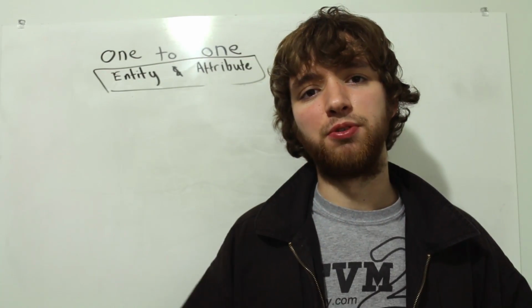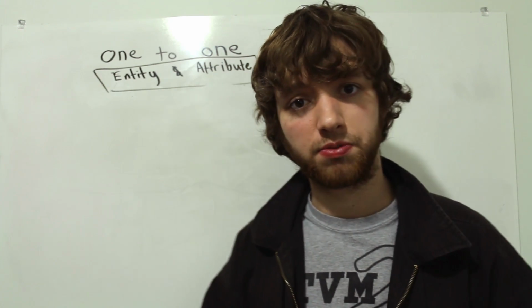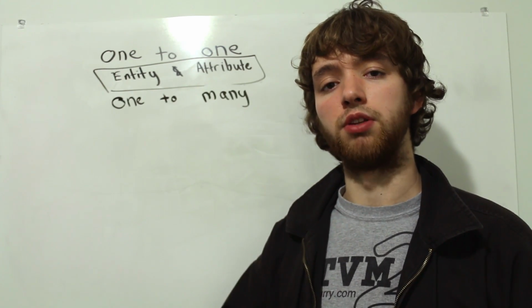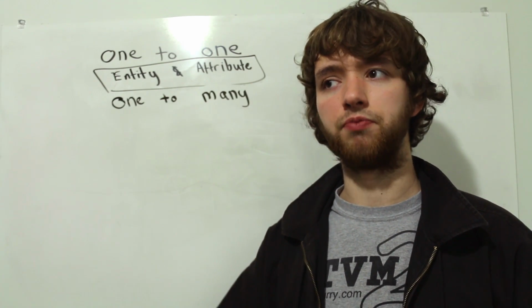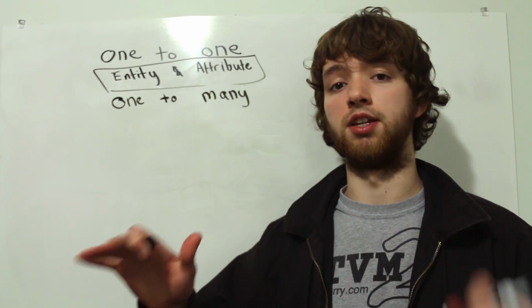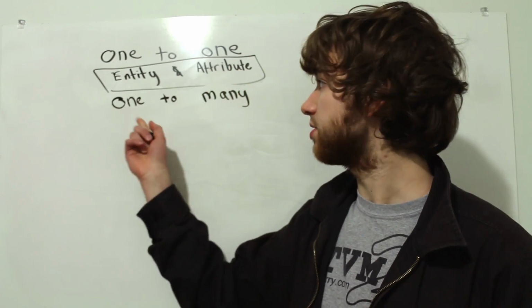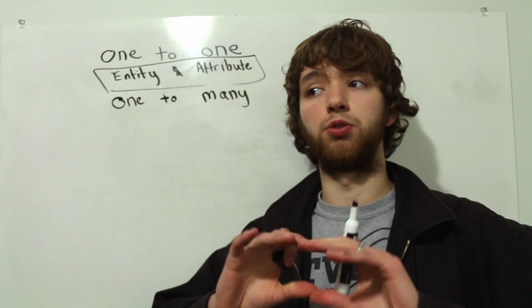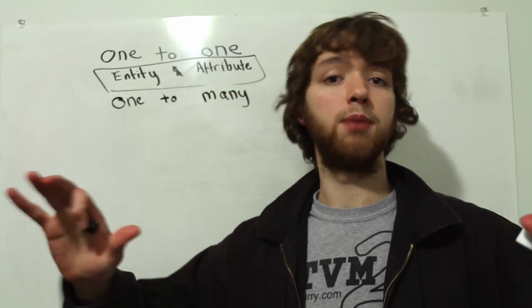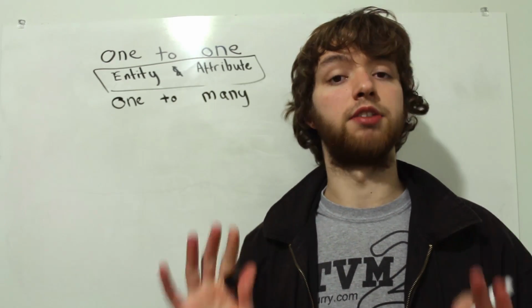The second example of relationships that you need to know about are one-to-many relationships. Now when we're talking about one-to-many relationships, we're starting to talk about relationships between two entities rather than one entity and one attribute. In this example we had an entity and an attribute, but in this one we're actually going to have a relationship over two tables. And if you remember, I said each entity gets their own table.